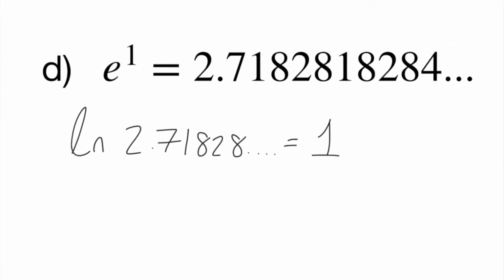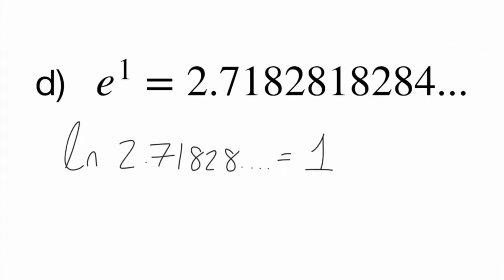Moving right along, e to the first power. What is the exponent when you take the log, when you have as base e, the natural log of 2.71828 1828 4, and it keeps on going? Well, the natural log of e is equal to 1.